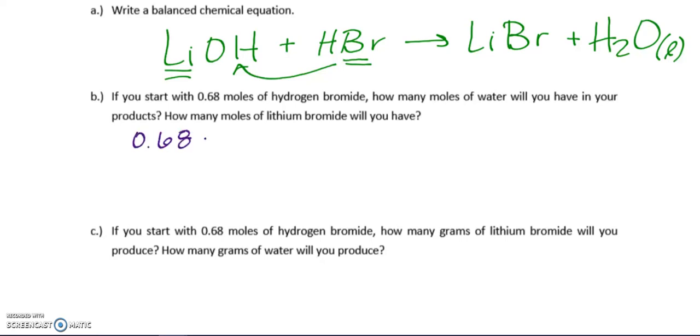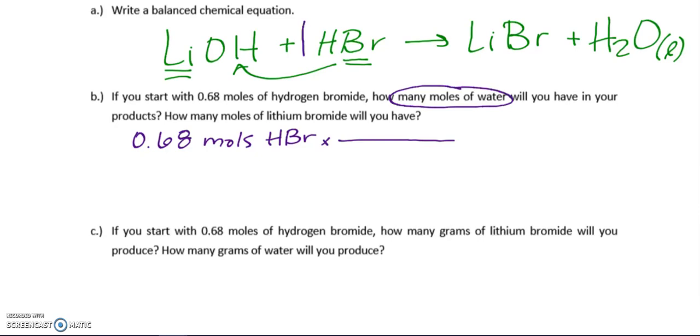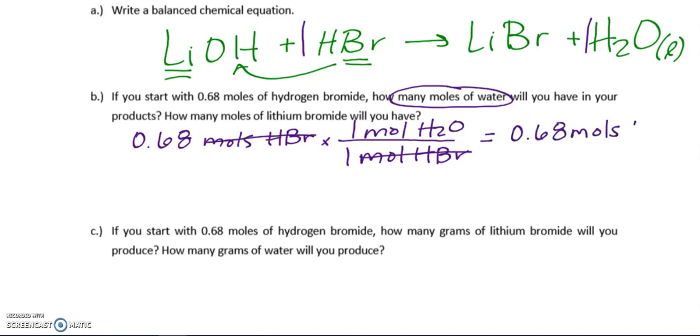So for every 0.68 moles of hydrogen bromide, you've got to get rid of the units of hydrogen bromide and get them into terms of water first of all. For every 1 mole of hydrogen bromide, you have 1 mole of water, according to your quote-unquote recipe, your balanced chemical equation. So your moles of hydrogen bromide cancel, and you get 0.68 moles of water. This is called a 1-to-1 molar ratio. If your coefficients are the same, then your number of moles will be the same.